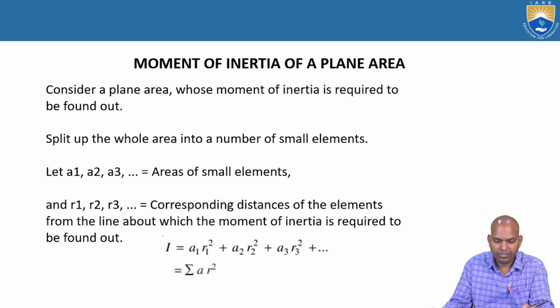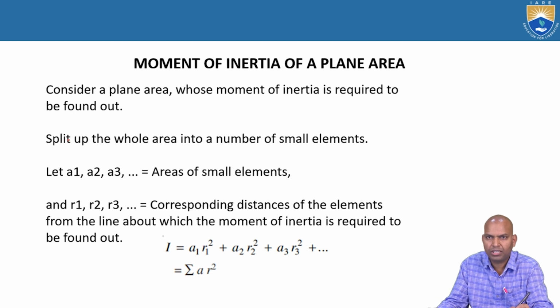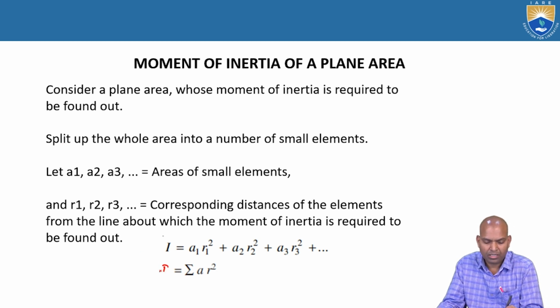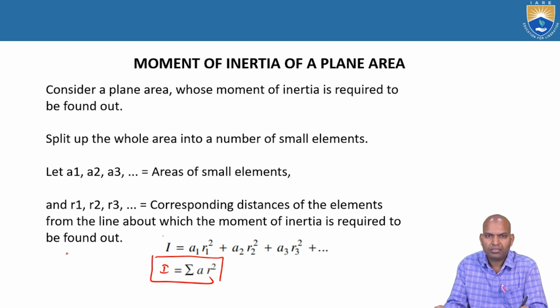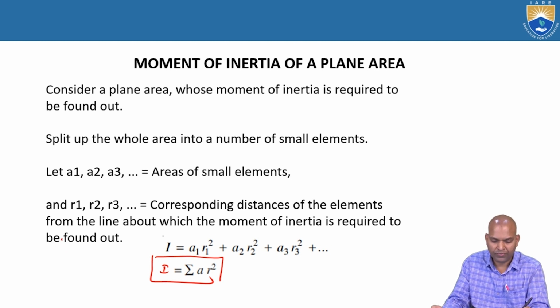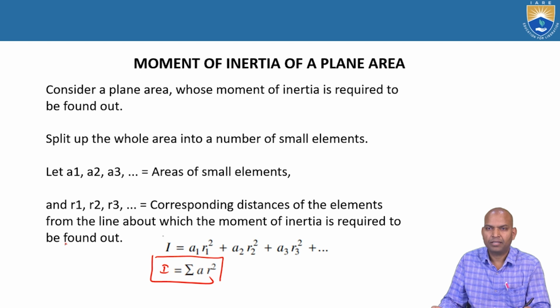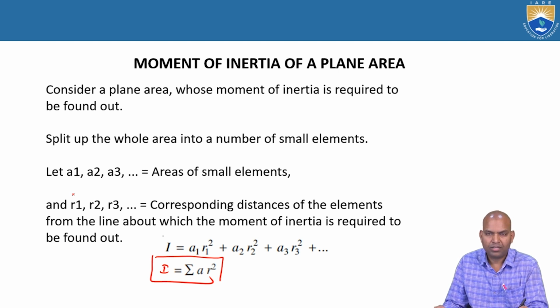In previous sessions, we have learned what moment of inertia is, what the expression is, and the simple definition for moment of inertia. Mathematically, the moment of inertia I equals sigma a r square, where small a is the area of the section and r is the corresponding distance from the line of section. R1, R2 and R3 are the corresponding distances of elements from the line about which the moment of inertia is going to be determined, and A1, A2 and A3 are the areas of the small elements.